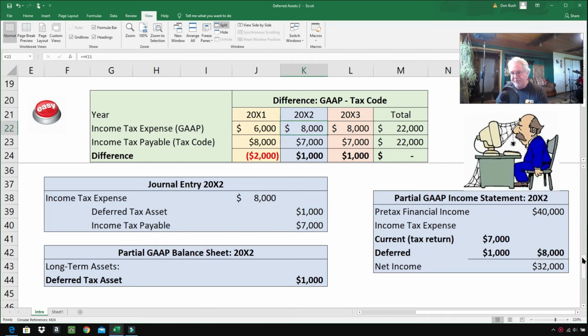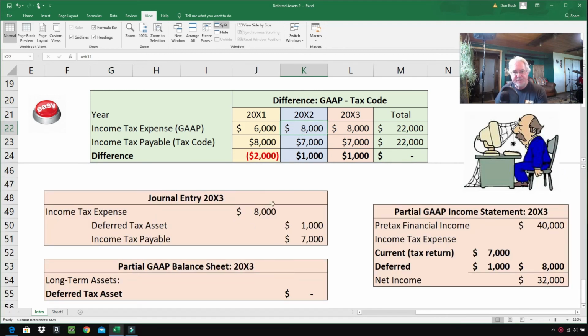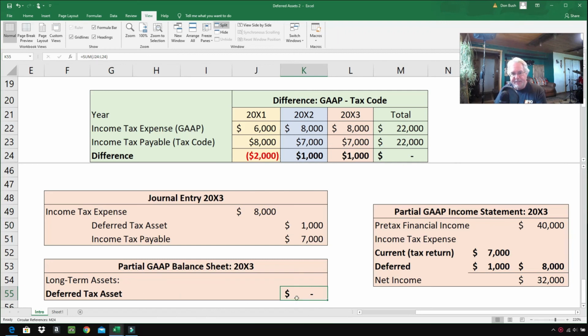Let's go down to the final year. Here we are. This is in a pink color. Income tax expense $8,000. Get it right off the chart. Income tax payable, get it right off the chart. The difference between the two is $1,000. So the deferred tax asset is being reversed out by another $1,000. Down to the balance sheet, deferred tax asset is $0 because it is totally reversed out by the end of 2003. Started out as $2,000, got reversed out by $1,000 and reversed out by another $1,000, and so it is totally reversed out by the end of 2003.